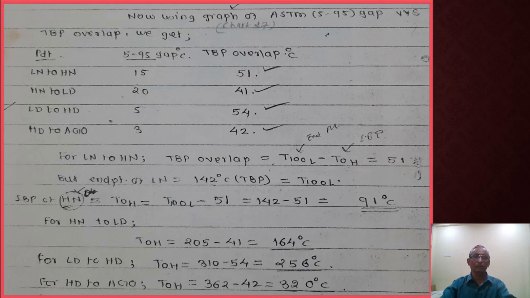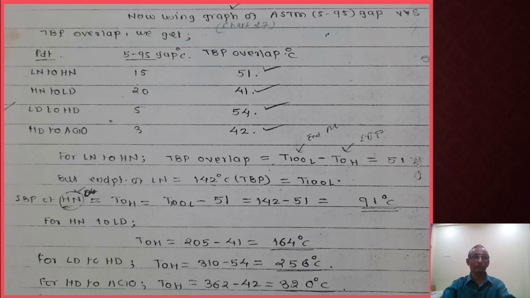Then these parameters are required to plot the graph. This 5-95 gap is given for ASTM. We are going to identify the TBP overlap because you have the boiling ranges. So very easily the charts are available to find out the overlap. But that requires the information of the 5-95 gap, which is given in the problem.